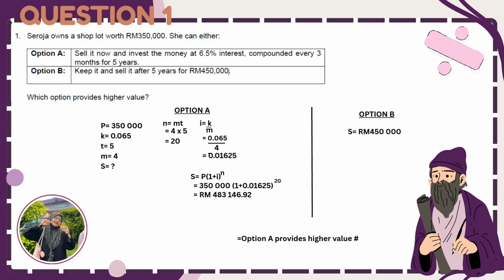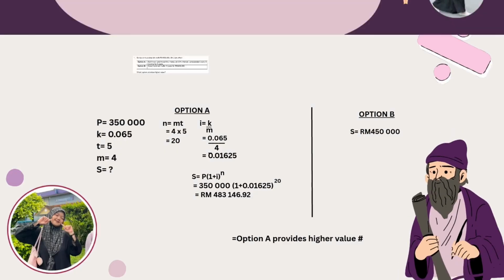The formula that we will use is S equals P bracket 1 plus i bracket power n, equals 350,000 bracket 1 plus 0.01625 bracket power 20, equals RM483,146.92. For option B, we don't need to calculate anything since it is straightforward. The future value for option B is RM450,000. So the answer is clearly option A since it provides higher value.